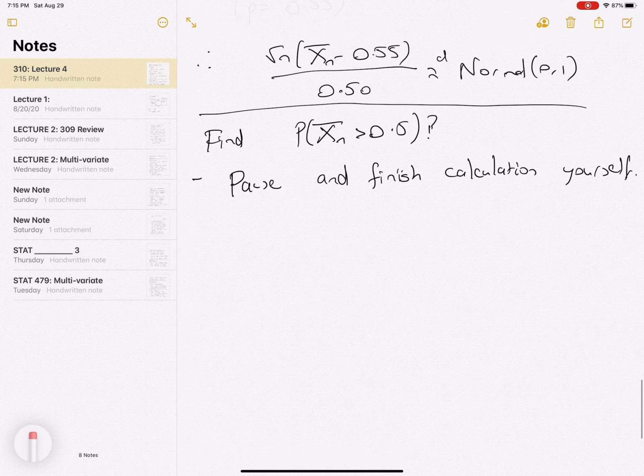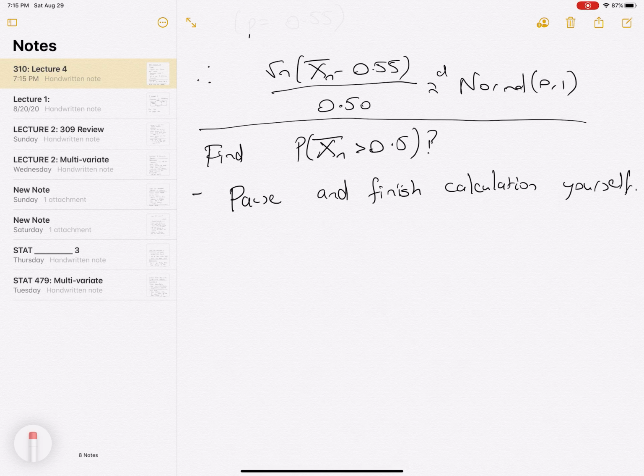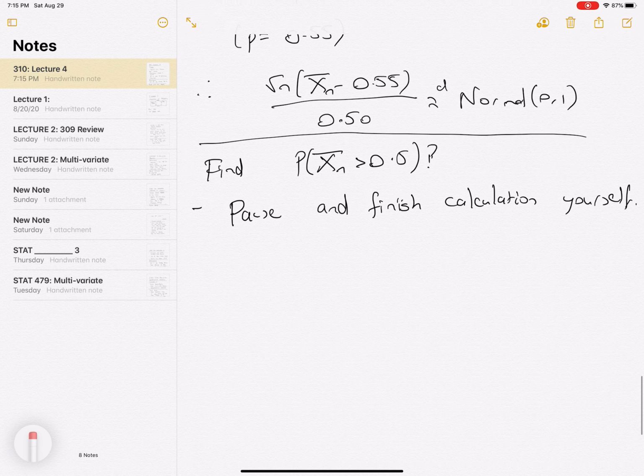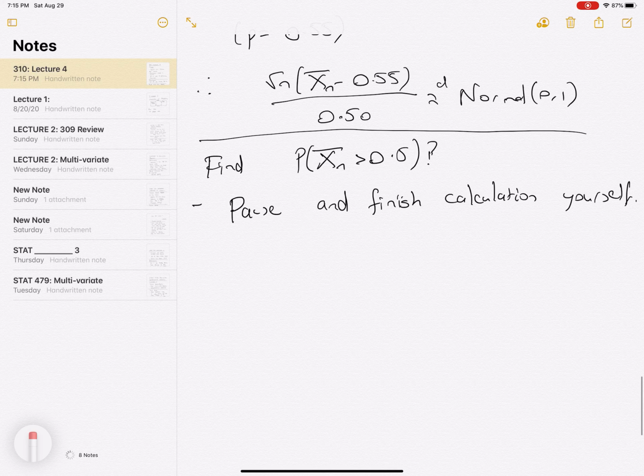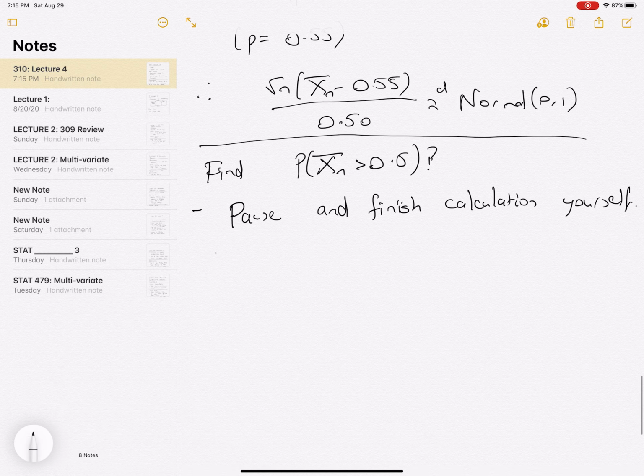So we just need to show that the probability that X bar n is bigger than 0.5. What we want to do is use the normal approximation. So we want to massage the X bar n expression so that it looks like what we see on the left hand side for the normal approximation. And like all things in math, what we do to one side, we have to do to the other.